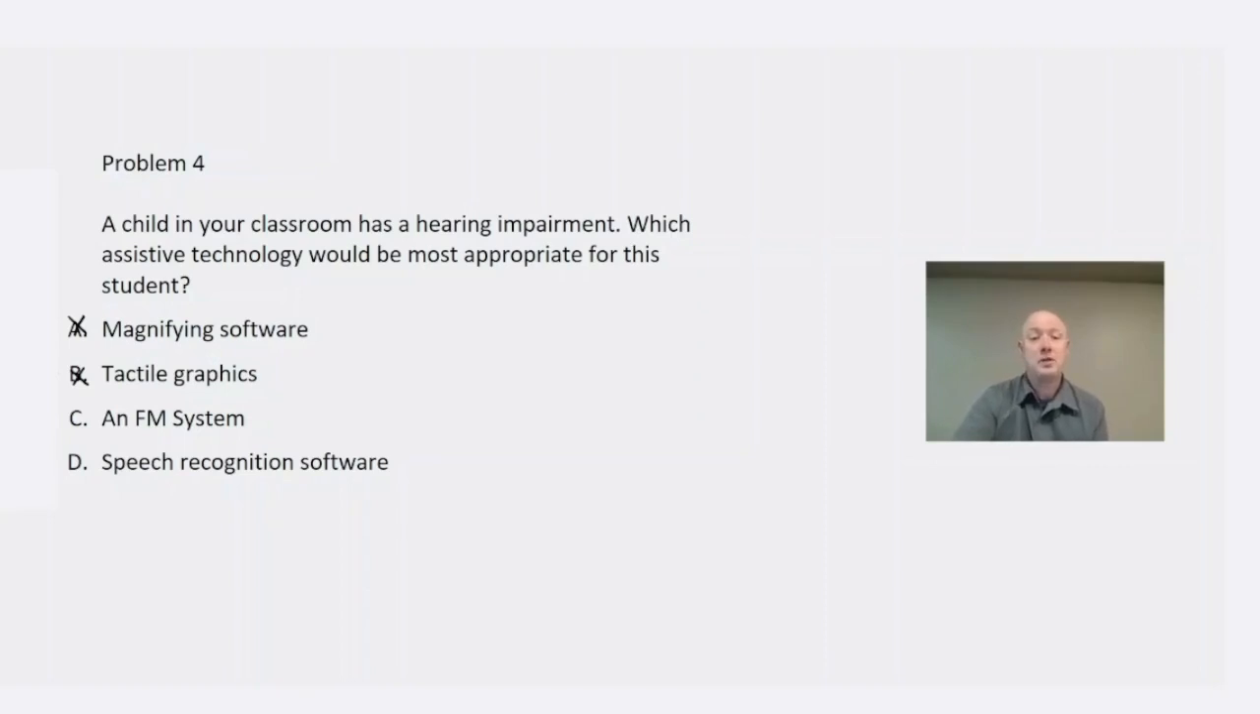Choice D, speech recognition software. This may be for a student that needs an accommodation with their writing, where they can dictate and have it write it out for them. So that wouldn't necessarily mean it's a hearing impairment. So I'm going to eliminate choice D. In this case, the correct answer is C, using an FM system to amplify the sound and eliminate background noise would be the most appropriate assistive technology for the student.